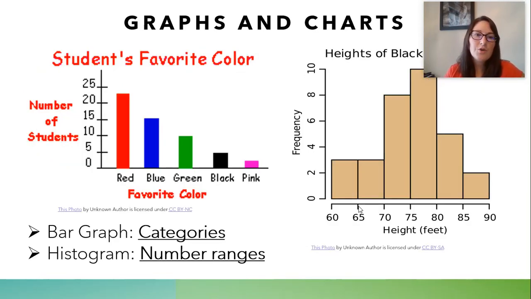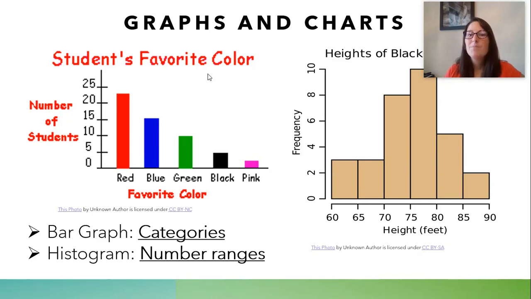Now here's two more graphs. We have a bar graph and a histogram graph. So the bar graph is the one that's colorful right here. It's going to show you categories. So we have red, blue, green, black, and pink. Number of students versus favorite color. So it looks like you have around 23, 24 students that like the color red. You have around 15 students that like the color blue, around 10 students that like the color green, and then black and pink.